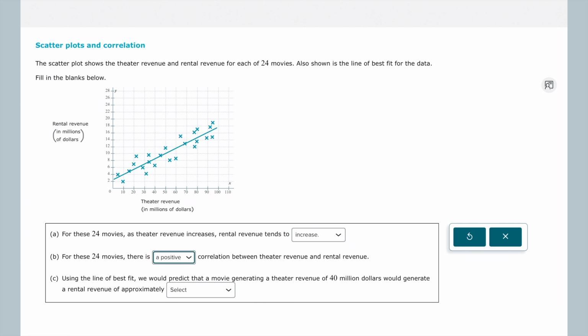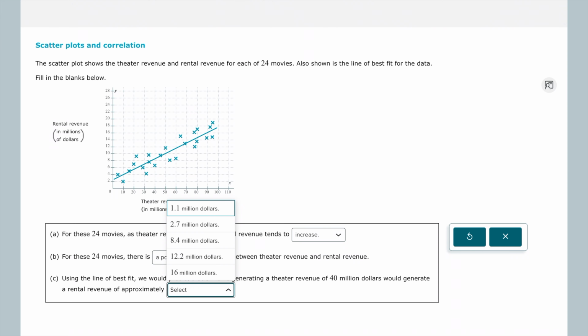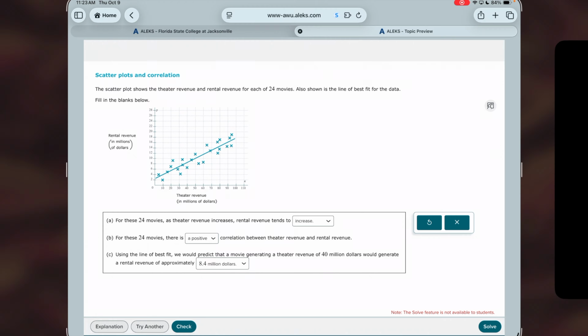Using the line of best fit, we would predict that a movie generating a revenue of $40 million would generate a rental revenue of approximately... So if I go to 40 right here on my graph, I know y'all can't see my pencil, but I'll get my answer first. So if I go to 40 and I look where my line is, it's about 8 or just over 8. So we'll do that 8.4. I'll get my pencil and you can see what I'm talking about here.